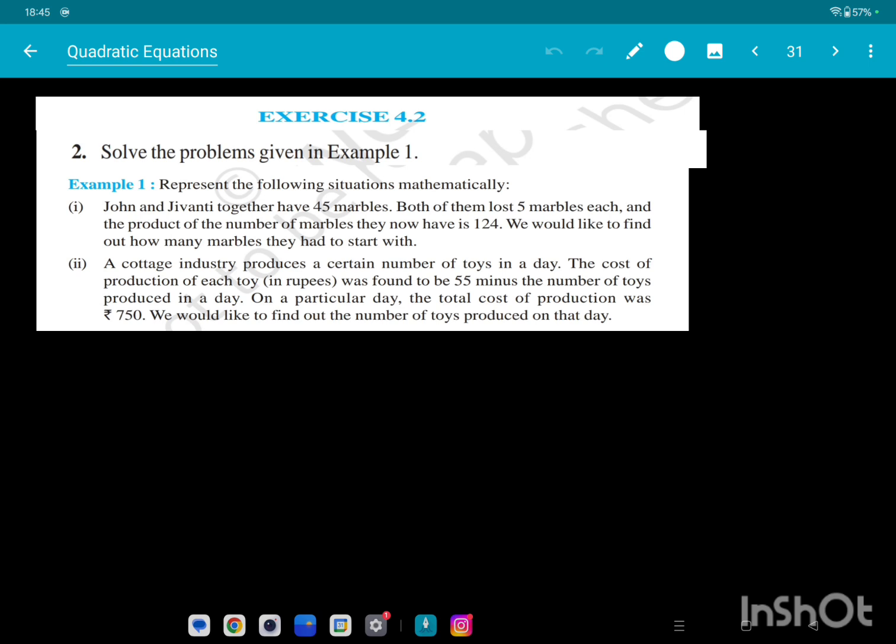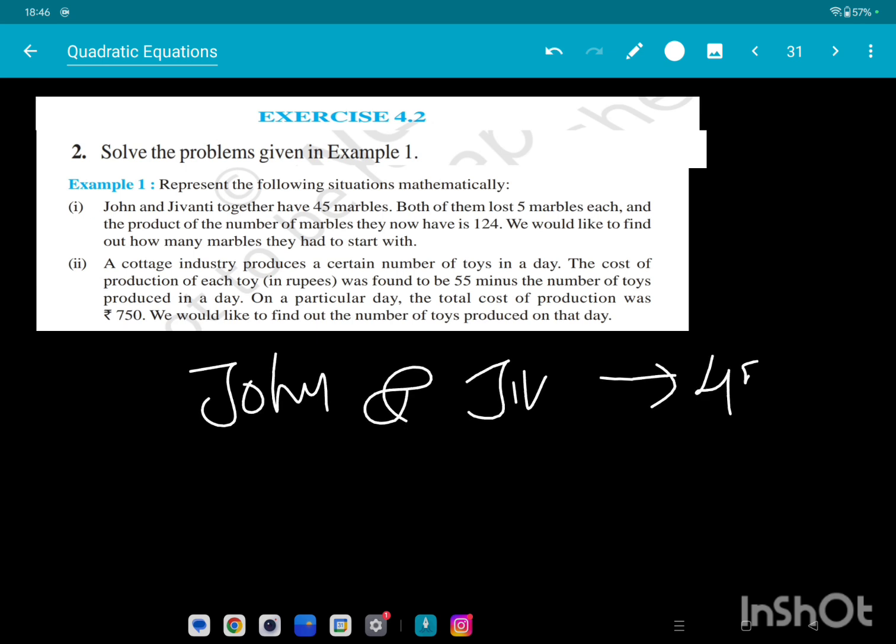Next, the next problem is to solve the problem given in example 1. Actually, this is the problem given in example 1. Here the question is: John and Jivanti together have 45 marbles. This is the problem which we already discussed in the example problems as well, so I'm just going to repeat it for you. Now John and Jivanti together have 45 marbles.